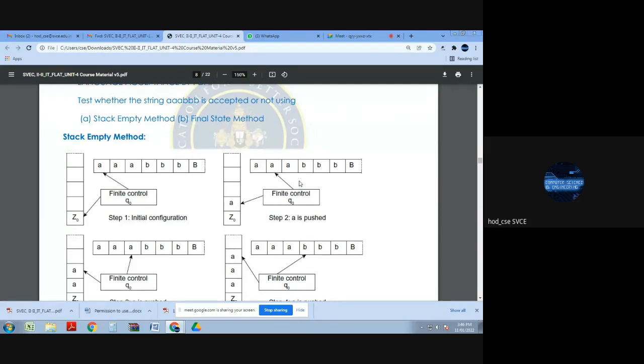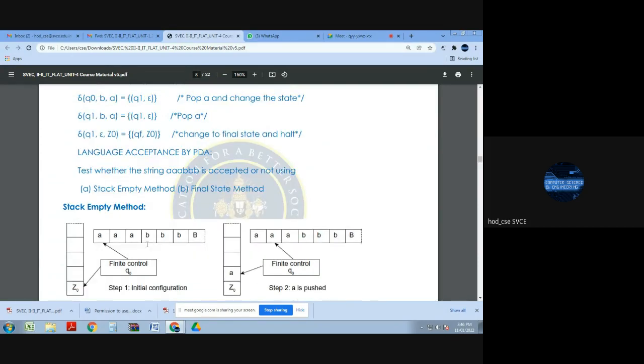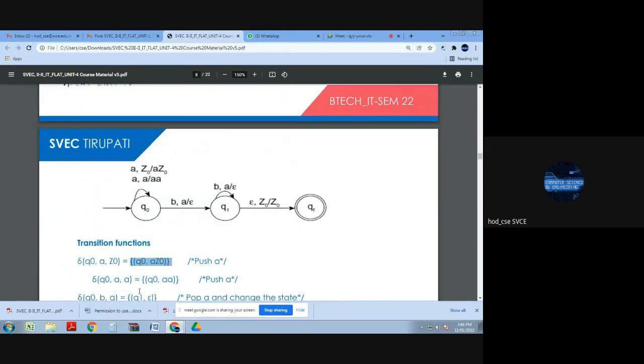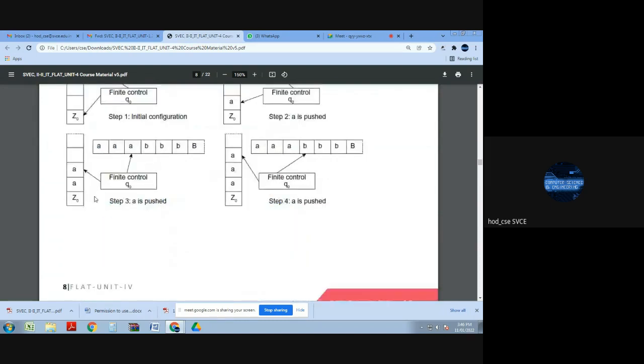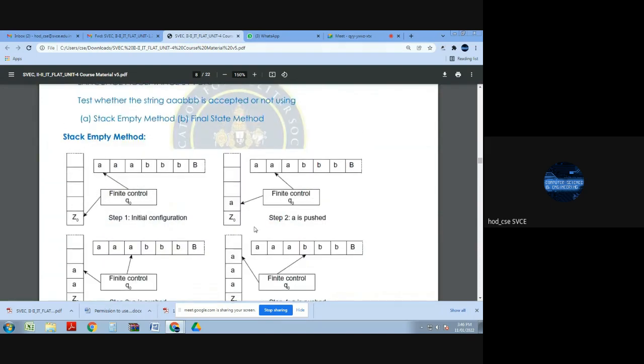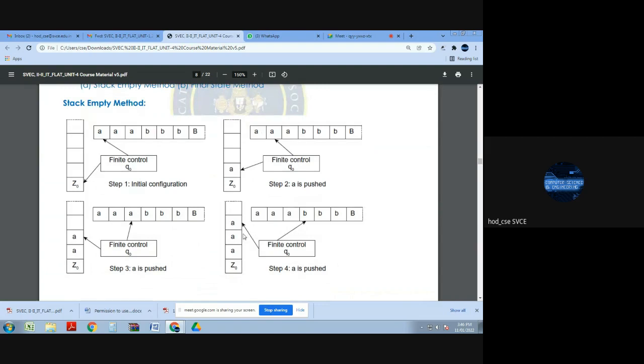So here A, Q0 comma A comma A, and now also Q0 comma A is a push operation. We push A onto the stack, so A will be pushed. Now the next thing is B. So A is pushed onto the stack, and then Q0 comma A comma B.